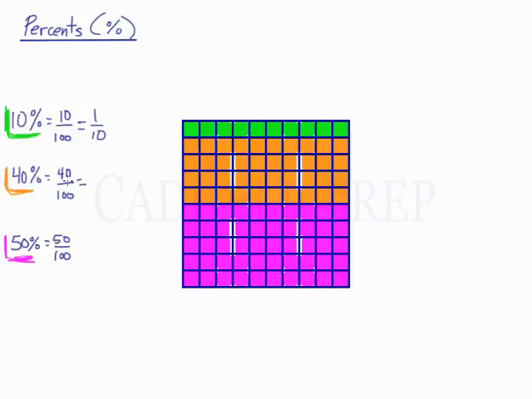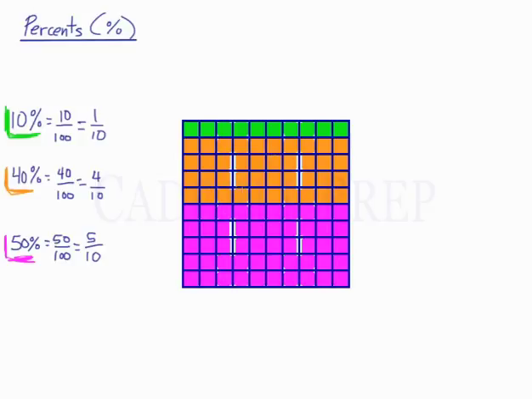Same for 40 over 100. Both of these can be reduced by 10. 40 divided by 10 is 4. 100 divided by 10 is 10. So 40% is the same as 4/10. 10% is the same as 1/10. And finally, 50%, which is 50 over 100, can be reduced by 10. So we divide both of these by 10. We have 5. 100 divided by 10 is 10.